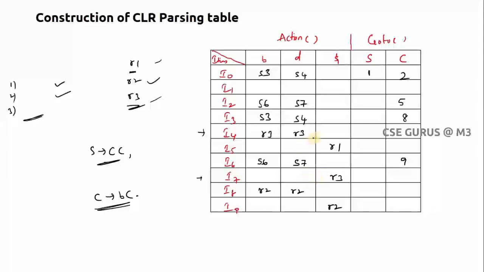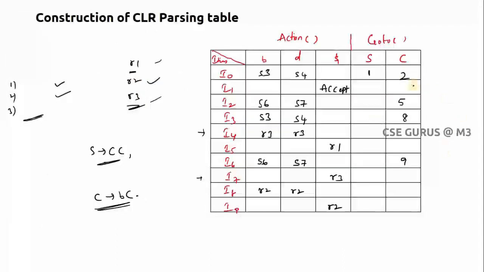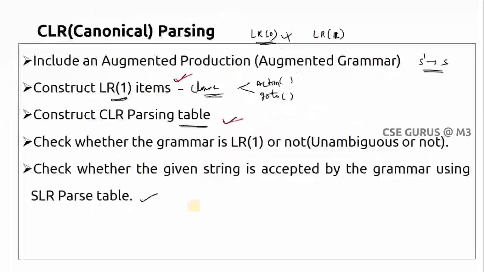Shifts are over, reductions are over. What about accept? I told you, A1 to dollar, you need to write accept. That is where you can find S dash tends to S dot in I1. So there, I1 to dollar, you have to write accept. Now in the parsing table, you can see all the actions: shift, you got it; reduce, you got it; accept, you got it. What about the error? Whatever the empty cells are, those are all errors. So like this you can construct the CLR parsing table. That is the completion of construction of the CLR parsing table.